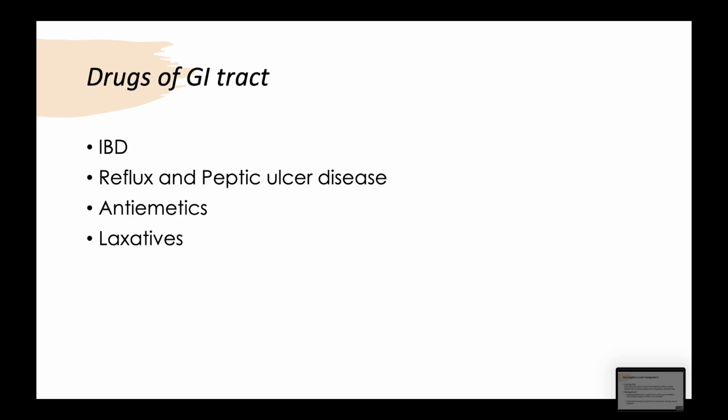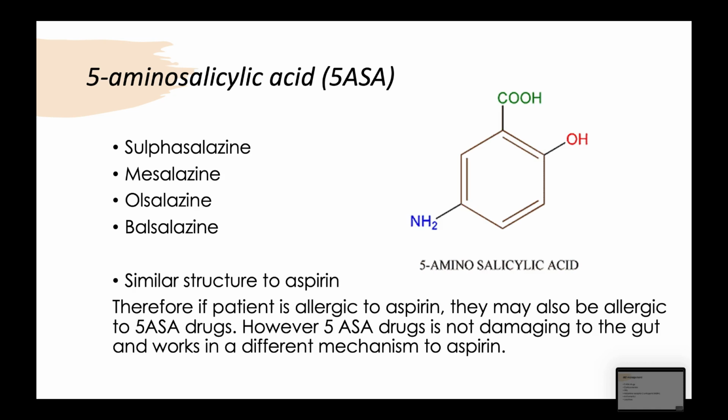So in terms of the drugs of the GI tract, there's a few conditions really that the drugs are usually mostly for, including inflammatory bowel disease, reflux, peptic ulcer disease, antiemetics, as well as laxatives. So firstly, 5-aminosalicylic acid. Here's a list. It includes sulfasalazine, mesalazine, olsalazine, balsalazide.